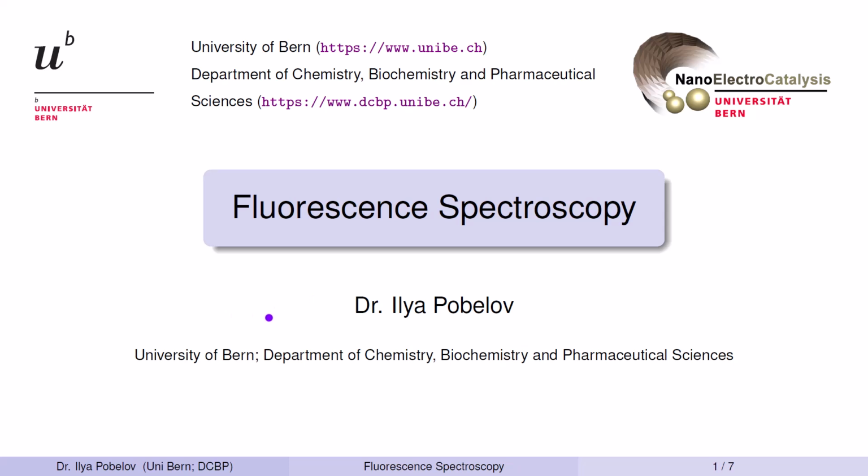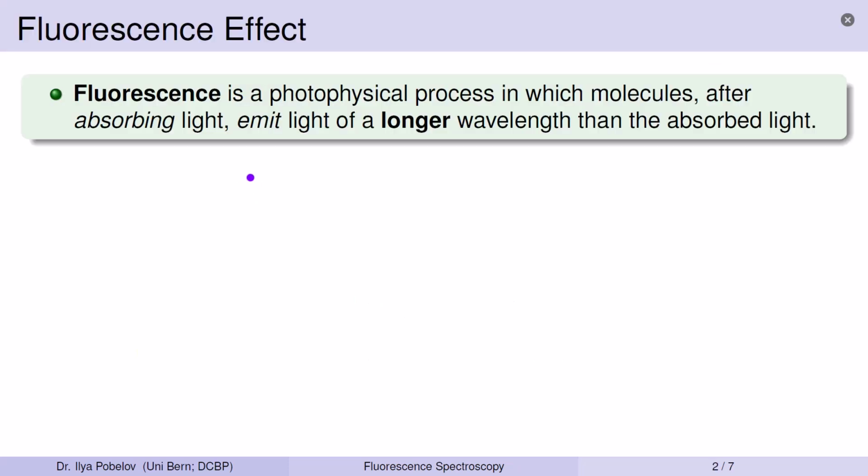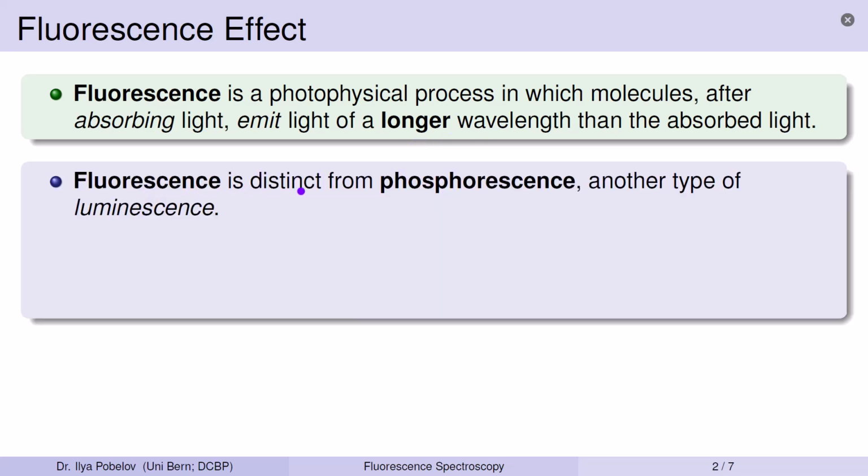In this module, we introduce fluorescence spectroscopy. Fluorescence is a photophysical process in which certain molecules, after absorbing light, emit light of a longer wavelength than the absorbed light. This emitted light is observed as fluorescence. Fluorescence is distinct from phosphorescence, another type of luminescence, in its duration and mechanism.